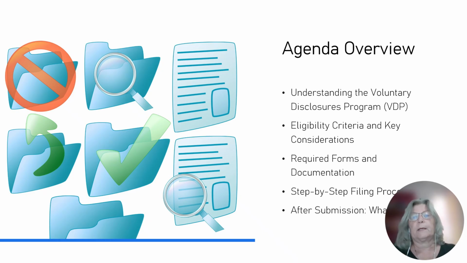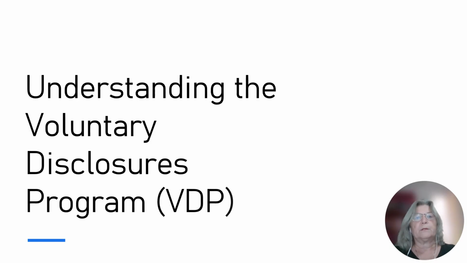So here's what we're going to look at. We're going to understand the Voluntary Disclosure Program: eligible criteria and key considerations, required forms and documentation, step-by-step filing process, and after submission, what happens. So, understanding the program. How can you benefit from it? Maybe you can't. So let's take a look at this.